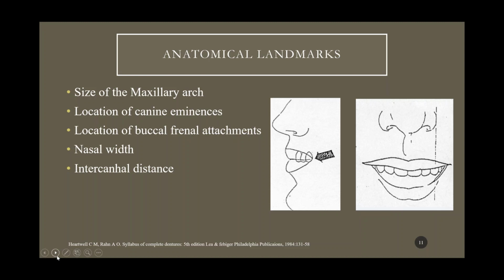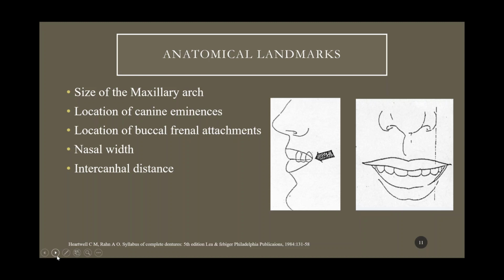The next one is the location of the canine eminence. If the canine eminences are discernible, a line can be placed on the cast at the distal termination of the eminence. If the eminences are not discernible, the attachments of the buccal frenum can be used as a guide. A line placed slightly anterior to the buccal frenum will be distal to the eminence.